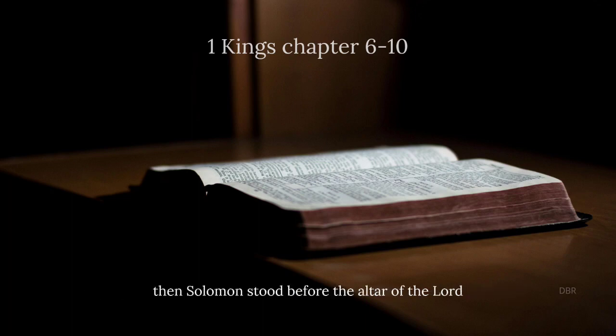Then Solomon stood before the altar of the Lord in front of the whole assembly of Israel, spread out his hands toward heaven and said, "Lord, the God of Israel, there is no God like you in heaven above or on earth below, you who keep your covenant of love with your servants who continue wholeheartedly in your way. You have kept your promise to your servant David my father; with your mouth you have promised and with your hand you have fulfilled it, as it is today.